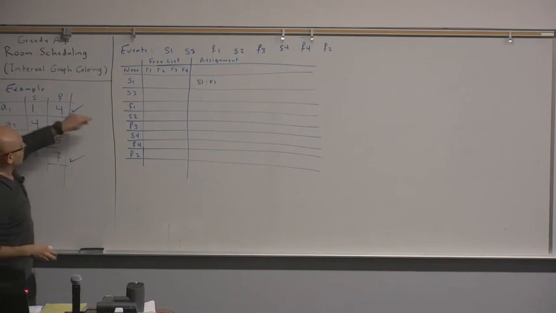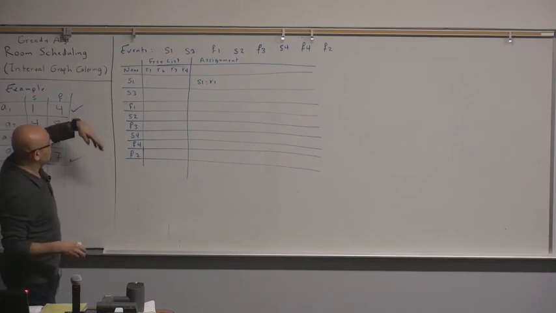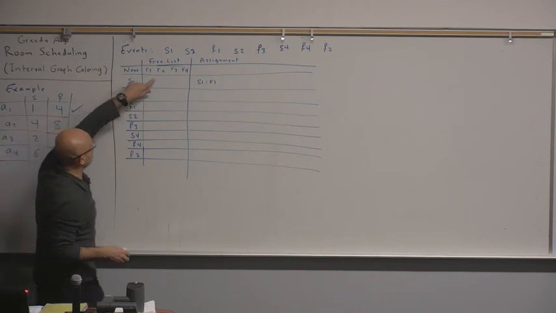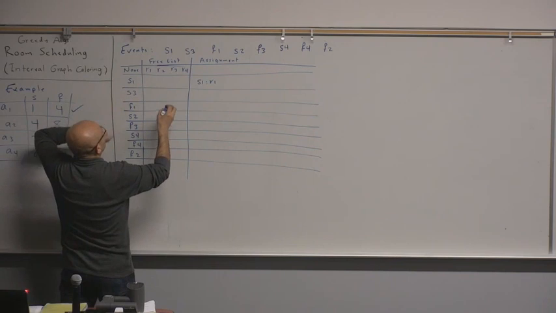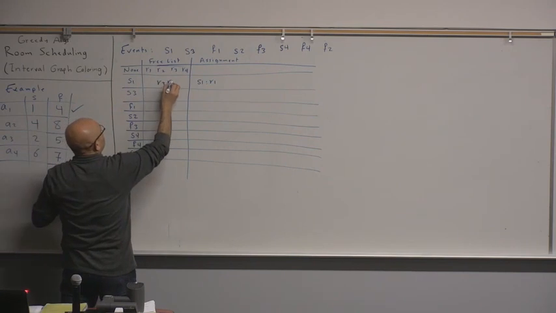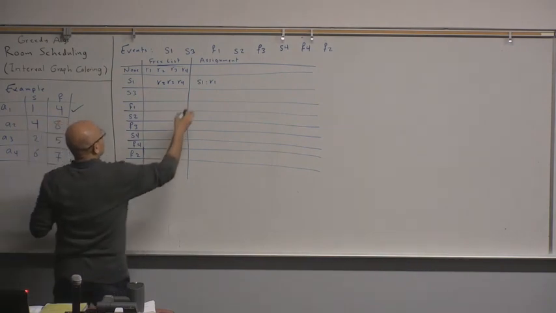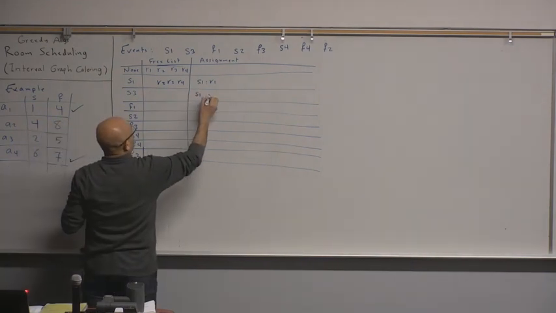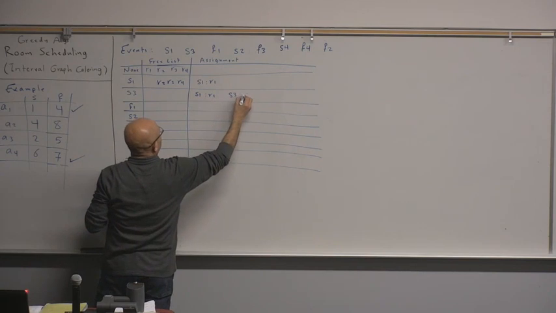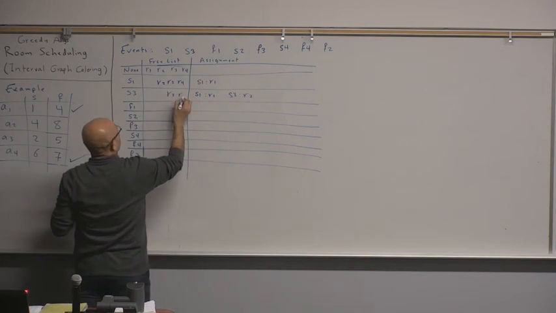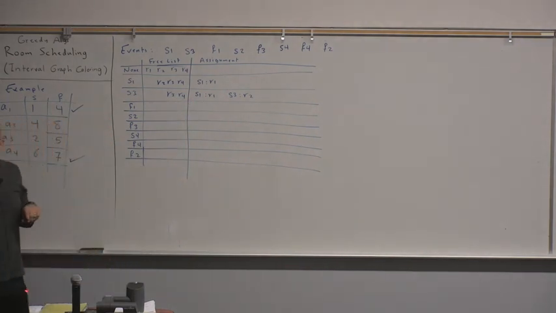Okay. Then I have S3. For S3, I will just use R2. So now I have R2, R3, R4. For S3, I'm going to assign S1 to R1 and S3 to R2. And now I have only R3 and R4 free. Okay? So I'm keeping track of the free rooms.